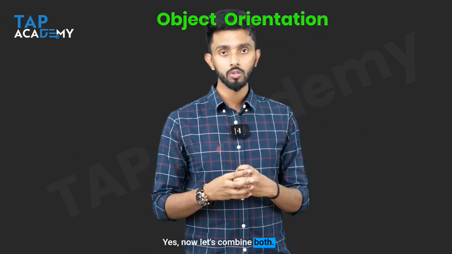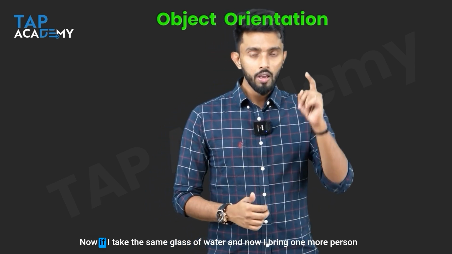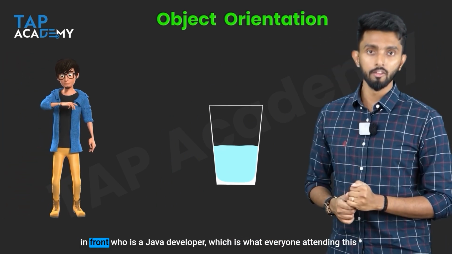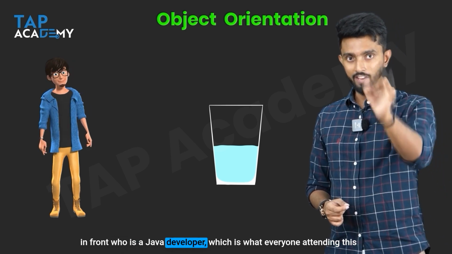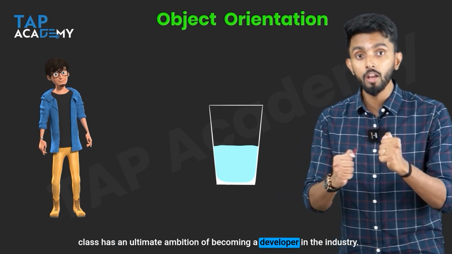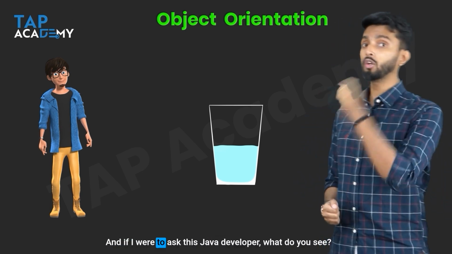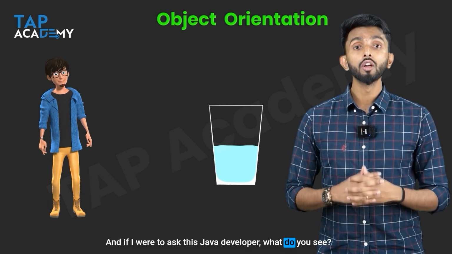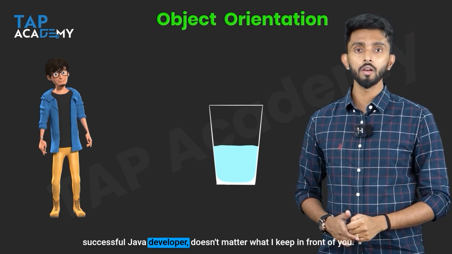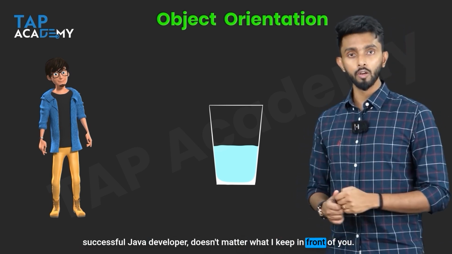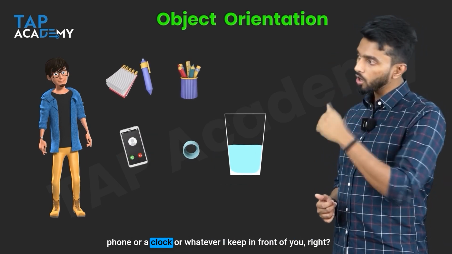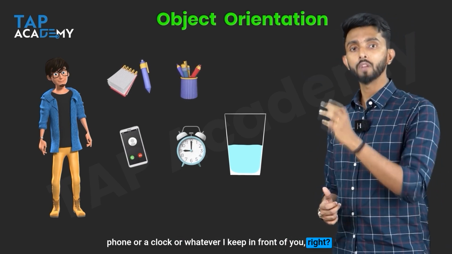Yes, now let's combine both. Please try to understand. Now, if I take the same glass of water and now I bring one more person in front who is a Java developer, which is what everyone attending this class has an ultimate ambition of becoming, a developer in the industry. And if I were to ask this Java developer, what do you see? Please understand, starting from today, if you want to be a successful Java developer, it doesn't matter what I keep in front of you. It could be a glass of water or a pen or a pencil or a phone or a clock or whatever I keep in front of you, right?